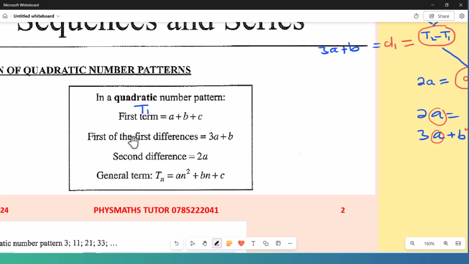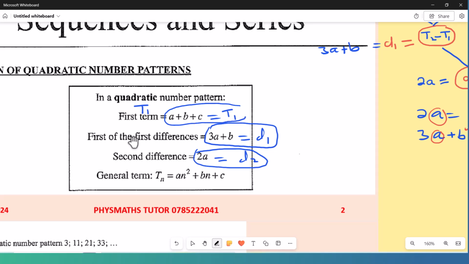So T1 equals a plus b plus c. Then the first difference is 3a plus b, which means you're getting to D1, okay? And then here, this is our D2, which we call the second difference, okay? So please know these formulas in your head because they don't come on the formula sheet. As you practice, you can then continue to solve your questions regarding quadratic number patterns. Okay, let us apply them right now.